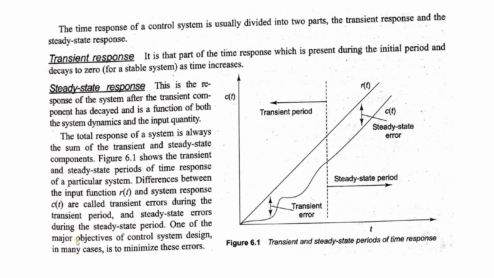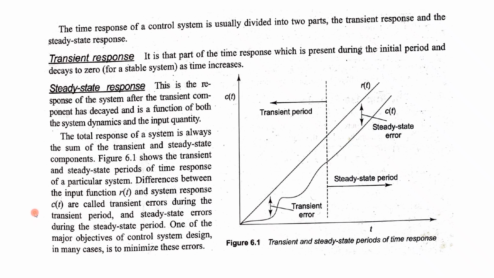Okay, so that we will be studying over here. Now the time response of a control system is usually divided into two parts. We have two parts. One is the transient response, one is the steady state response. Now transient response and transient analysis, I think you have some idea because this term has already been familiar to you in the circuit theory or network theory course.